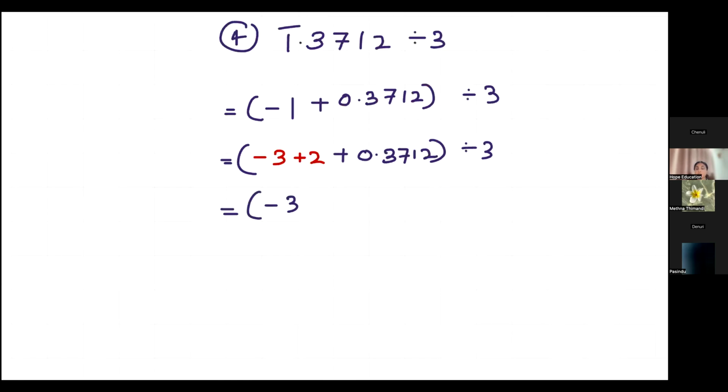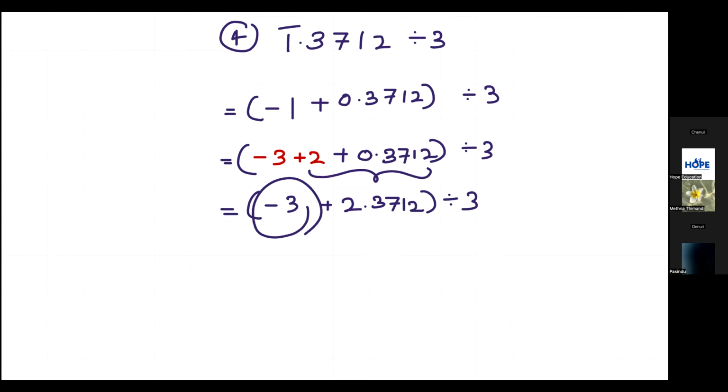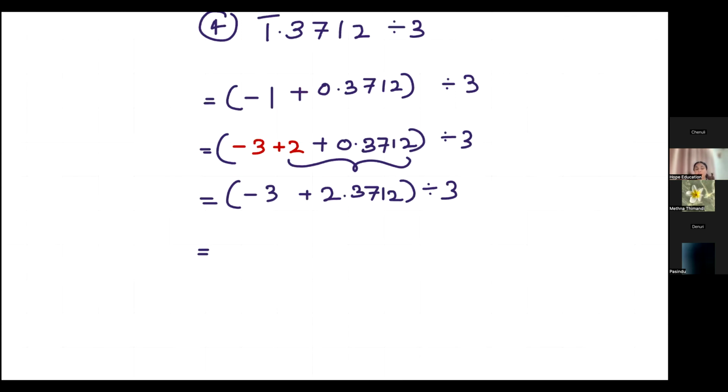Now, these two, minus 3 and 2, I can combine and write 2.3712 divided by 3. Now here I have a negative characteristic which is perfectly divisible by the whole number. Then I have the logarithm with a positive characteristic, which is no problem. Okay, now we'll just do the division. Minus 3 divided by 3 is minus 1.